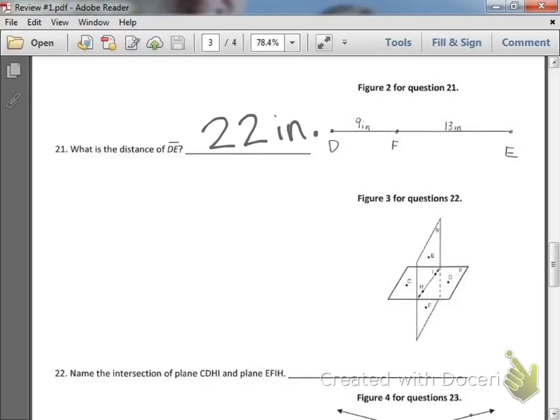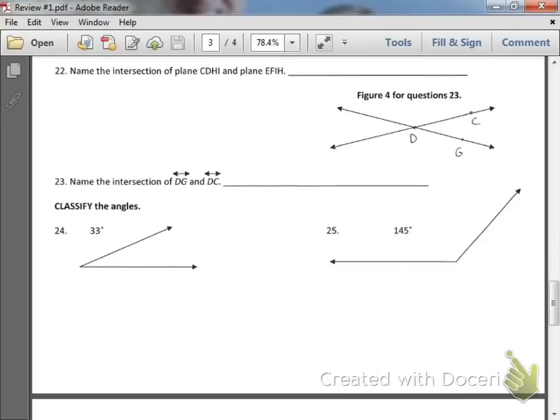Alright, name the intersection of those 2 planes. Intersections of planes are always lines. The line in this case is HI. Alright, the next one, number 23. Name the intersection of those 2 lines. What's the intersection of those lines? Point D. Good.